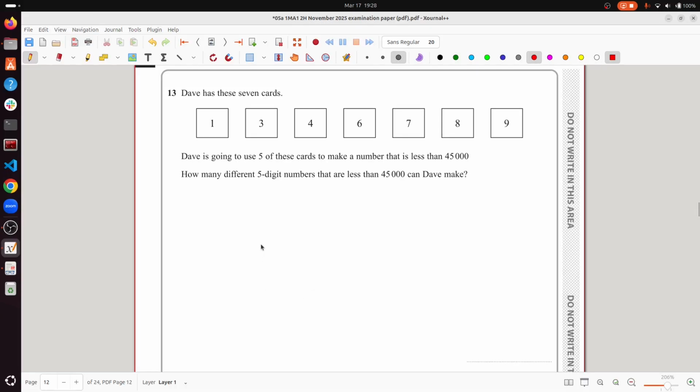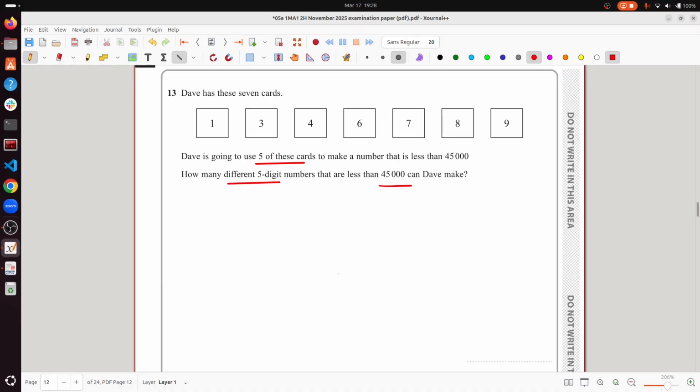Number 13 says Dave has these 7 cards. Dave is going to use 5 of these cards to make a number that is less than 45,000. How many different 5-digit numbers that are less than 45,000 can Dave make? He has to use 5 of the cards, and they have to be different.